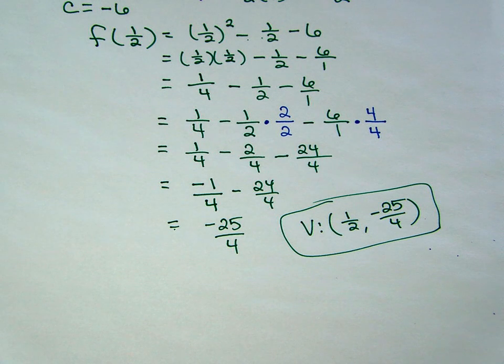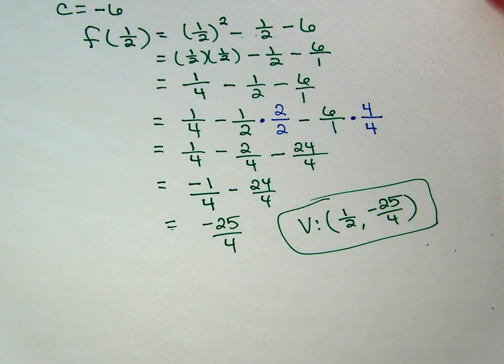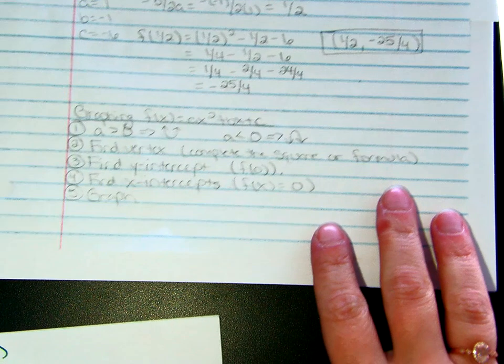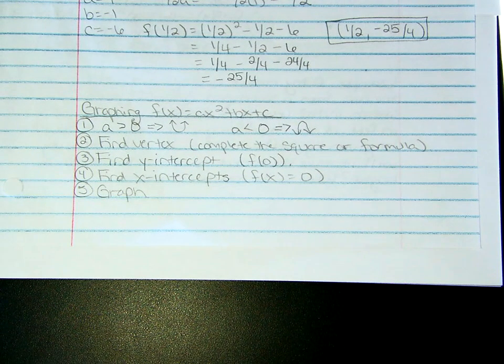So what if you were asked to graph a quadratic function, and it's given to you in the form of ax squared plus bx plus c? What would you do? Well, these are the steps I would take. First thing, you don't even have to do any algebra. You just look at the equation. If your a is greater than 0, so if your a is positive, your parabola opens up. If your a is negative or less than 0, your parabola opens down.